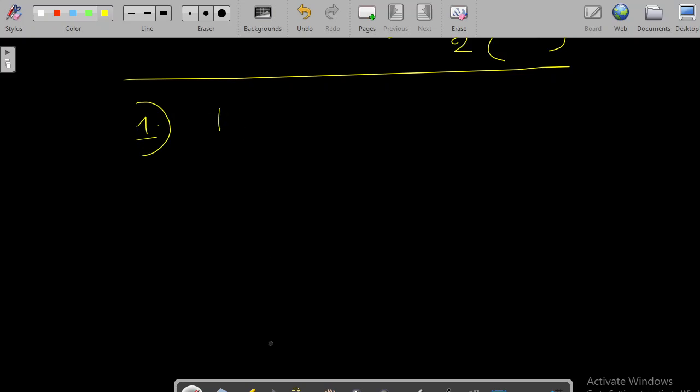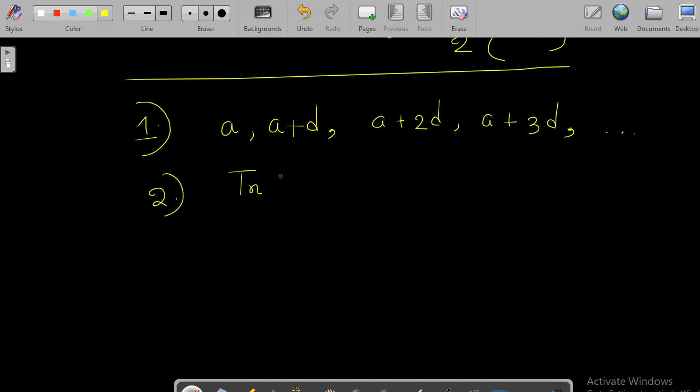First of all, let me write. The AP looks like this. The first term is a, and you go on adding D, the common difference, to every term: a plus 3D and so on. Now the nth term Tn is given by a plus n minus 1 into D, and the sum of the first n terms of the AP has two formulas.